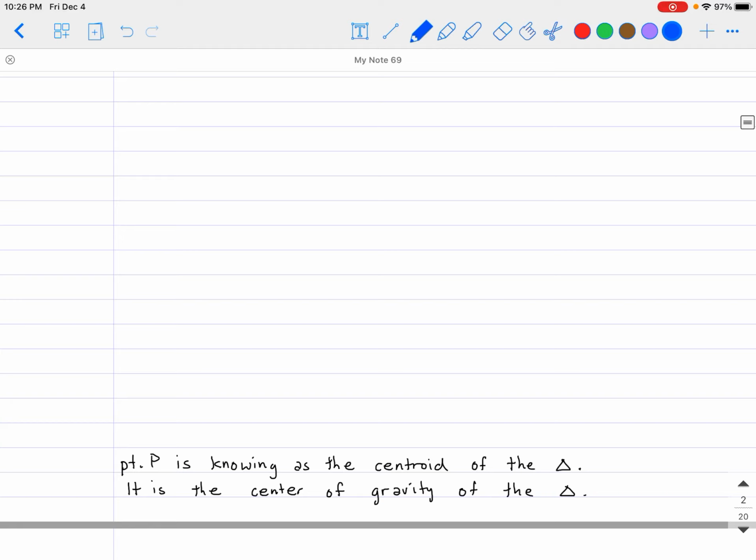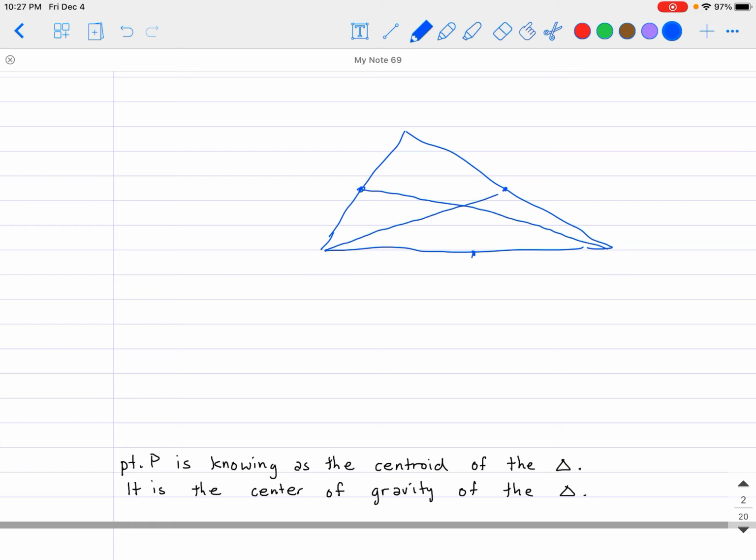So point P turns out to be what is known as the centroid. It is the center of gravity, where everything is balanced if you are able to draw it out. So let's see if I can figure out where the centroid is. First, I have the midpoint. Here I have another midpoint. Here I have another midpoint. I am going to draw the first median. That's going to be this guy. Here I'm going to draw the other median. That's going to be this guy.